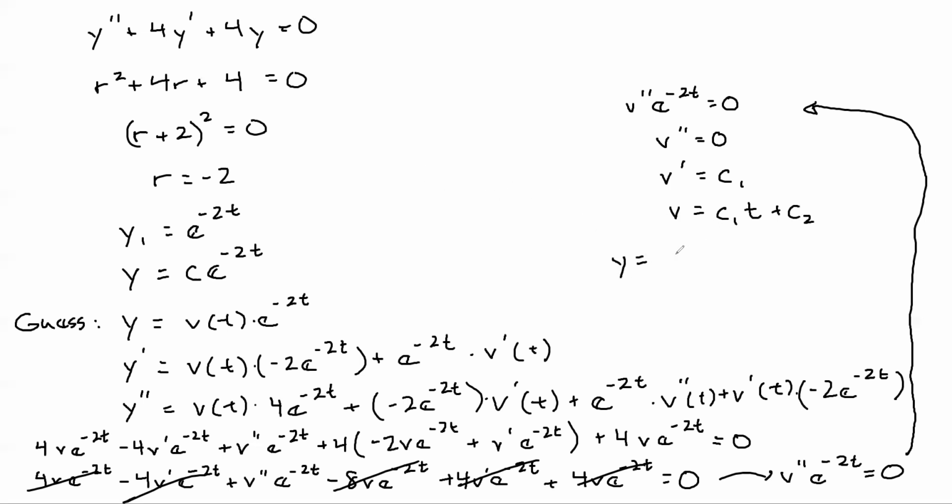What happens if we just take that and pop it in? We're going to get y equals c1t plus c2, that's v of t, times e to the negative 2t. And then if you multiply that out, look at this. We're going to have c1t e to the negative 2t plus c2 e to the negative 2t. Now compare that. What did we say that we had? So we said one of our solutions was e to the negative 2t, and we could take multiples of that and it would still work.